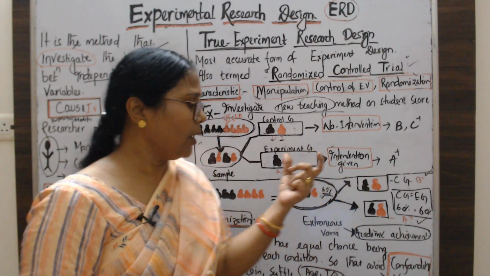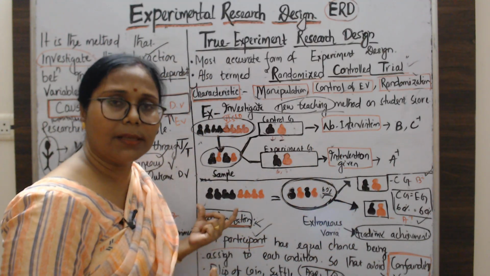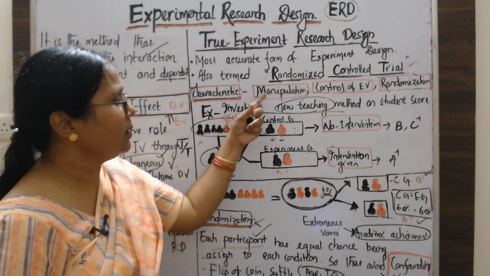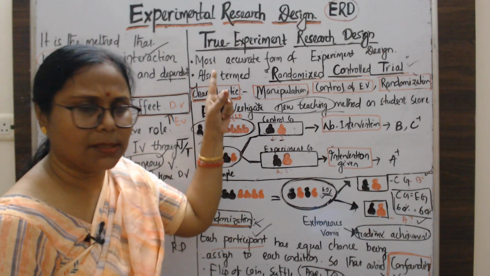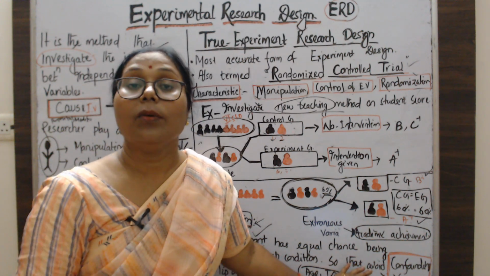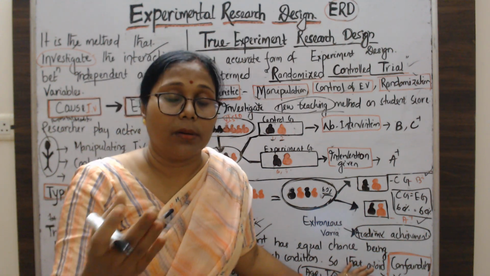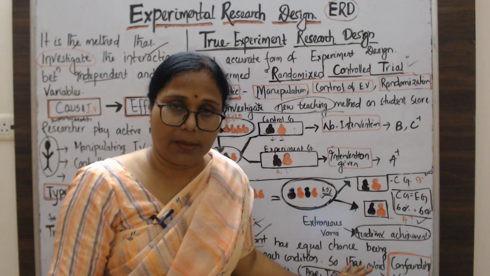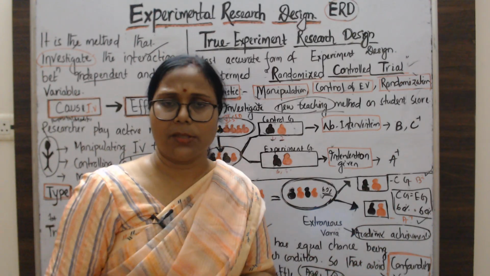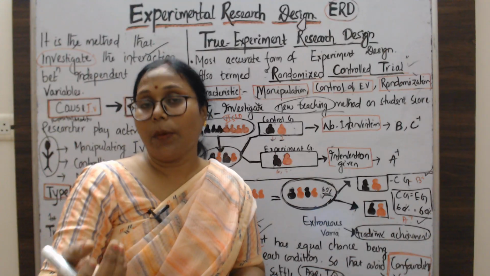So the randomization method is one of the characteristics of true experimental research. By it we can avoid the extraneous variable, and the threat to internal validity will be minimized. Okay, what are the methods of randomization? There are simple methods of randomization. One is the flip of a coin.